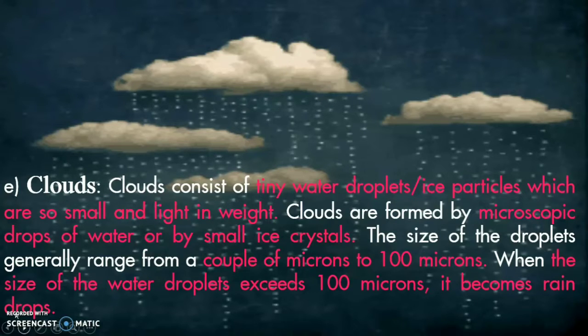So now you will be able to imagine how small each water droplet would be. And now, when the size of the water droplet exceeds 100 microns, it becomes raindrops. That is, precipitation starts at this point. So, children, clouds consist of tiny water droplets or ice particles which are so small and light in weight. Is it clear, children?